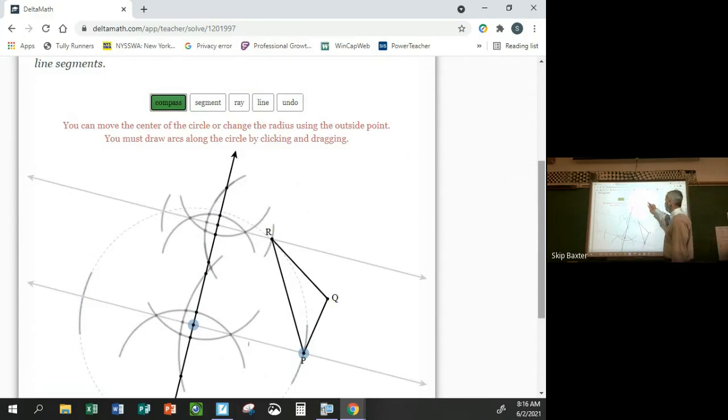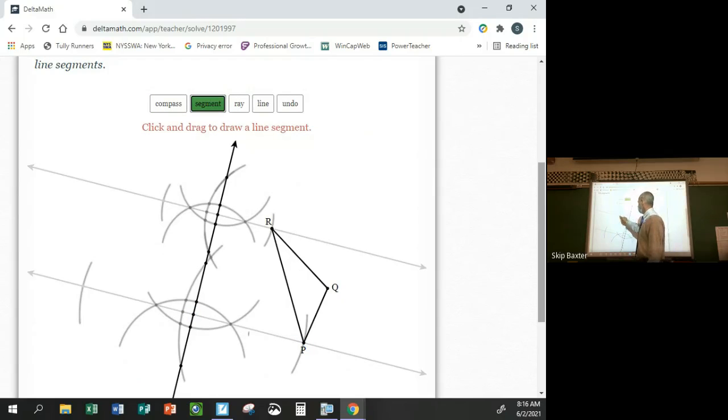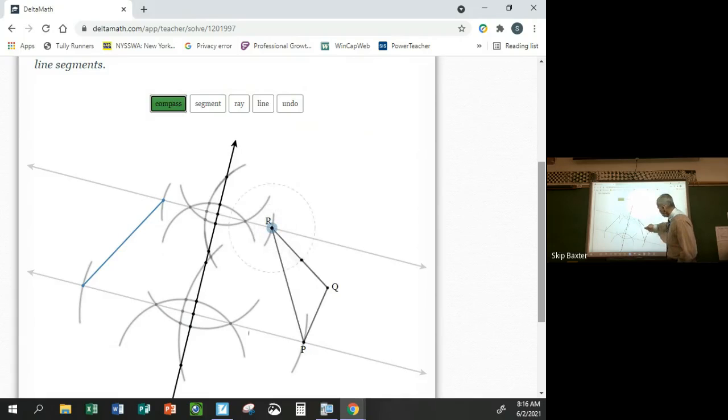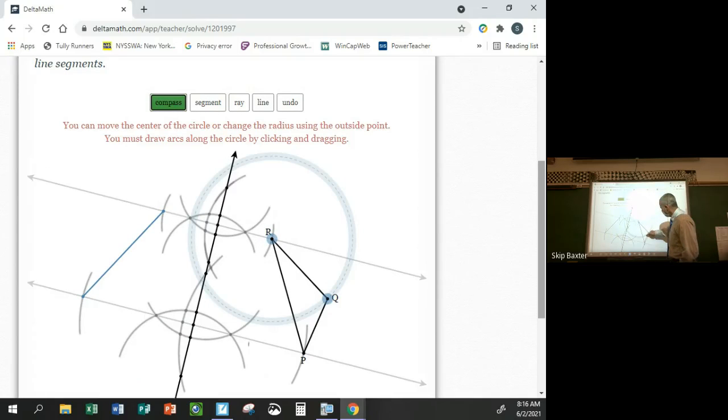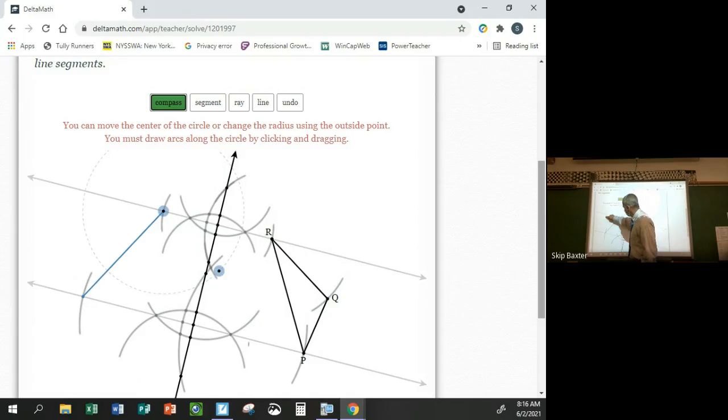So now I have one segment right here, here, there. The only thing left to do is to copy RQ and PQ over to here. Compass, RQ. Measure it. Go over here. Measure it. Do the same thing for PQ.